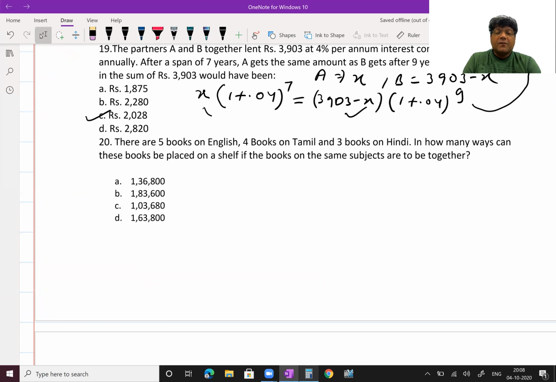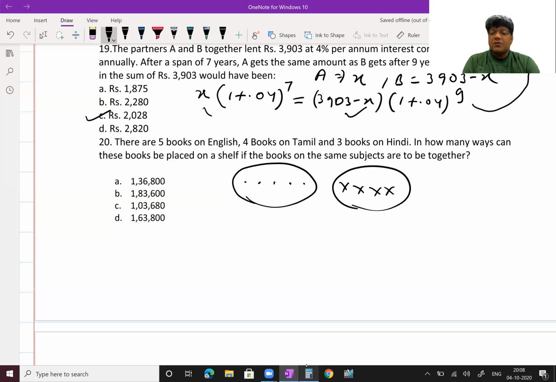Question number 20. There are 5 books on English, 4 books on Tamil, 3 books on Hindi. How many ways can these books be placed on a shelf, if the books on the same subject are together? Coming together, guys, lot of questions you have done. 5 books on English, 1, 2, 3, 4, 5, 1 unit. Why, sir? They will come together. 4 books on Tamil, 1, 2, 3, 4, coming together. 3 books on Hindi, coming together. How many units? 3 units.